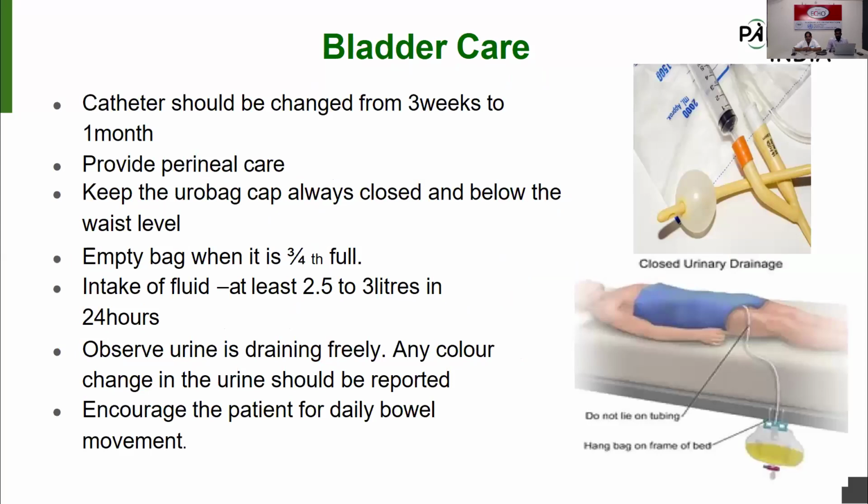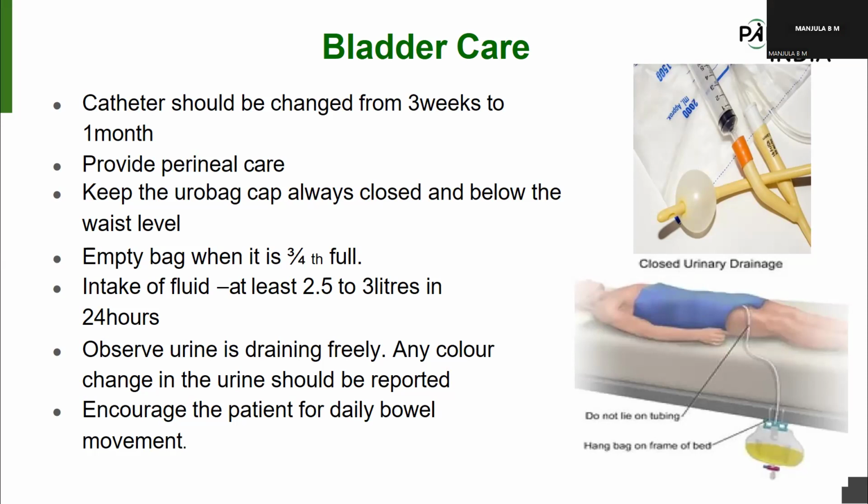Right, so how can we do bladder care? The catheter should be changed every 3 weeks to 1 month. Whenever the patient has a Foley's catheter, we recommend using it only up to 1 month. After 1 month, they have to change the Foley's catheter. If it is a silicone catheter, it is 3 months. Does everyone agree? For silicone it is 3 months, and for Foley's rubber it is 1 month.